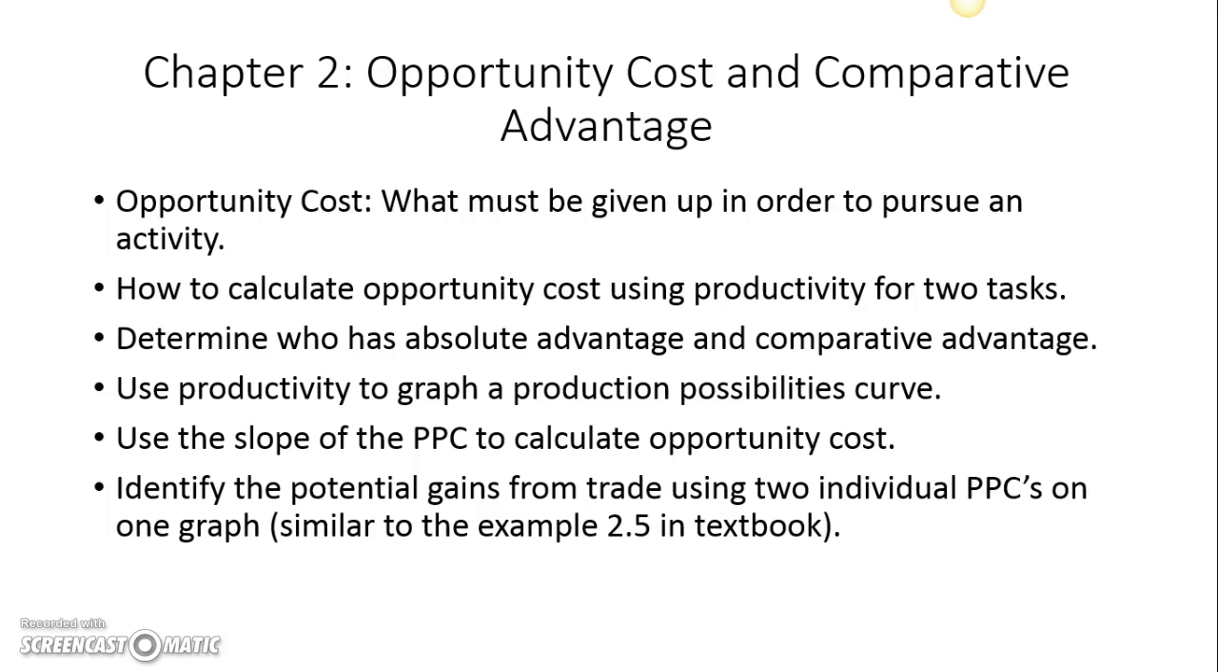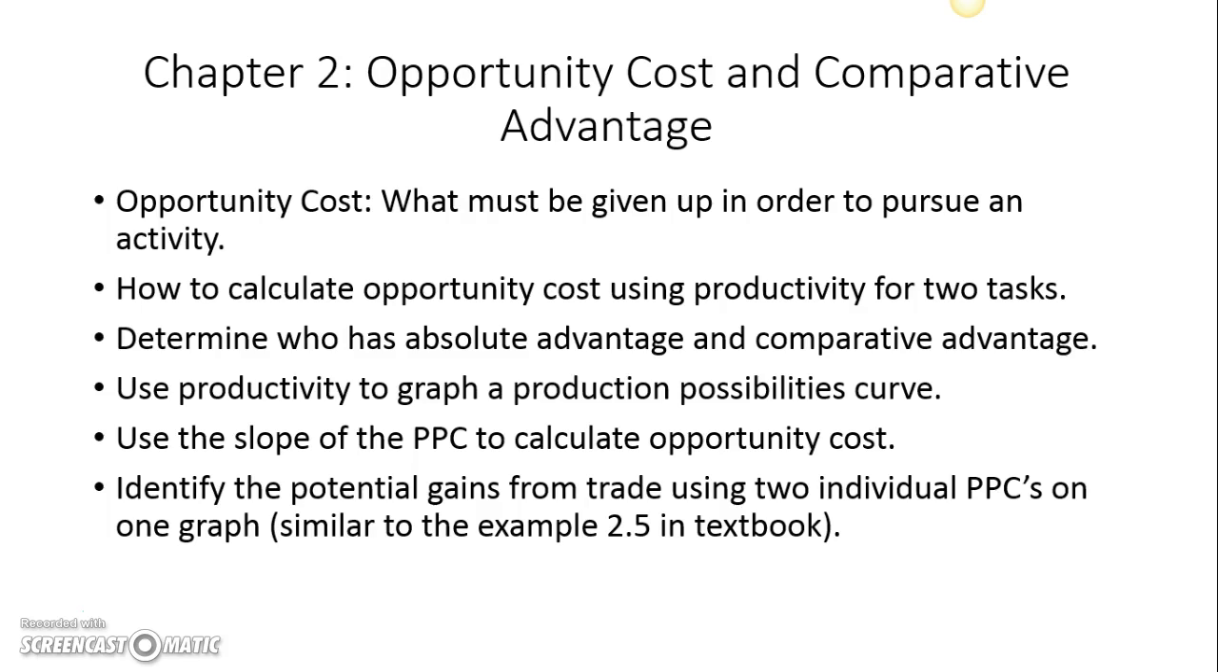Chapter 2 is all about opportunity cost. So do you understand productivity and how opportunity cost is what must be given up in order to pursue an activity? And so you know how to calculate opportunity cost using productivity for two different tasks, very similar to the example in the book where it was bicycle repair versus web design. And so you were using those two productivities to calculate the opportunity cost of each task. And that opportunity cost was given in terms of the other task.